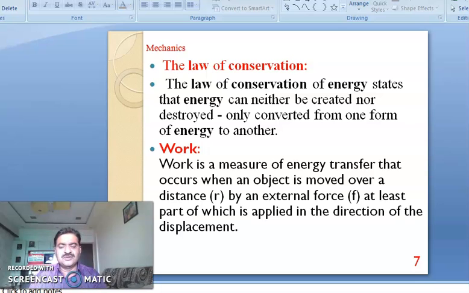You know the law of conservation now. The law of conservation of energy states that energy can neither be created nor destroyed. It is only converted from one form of energy to another.